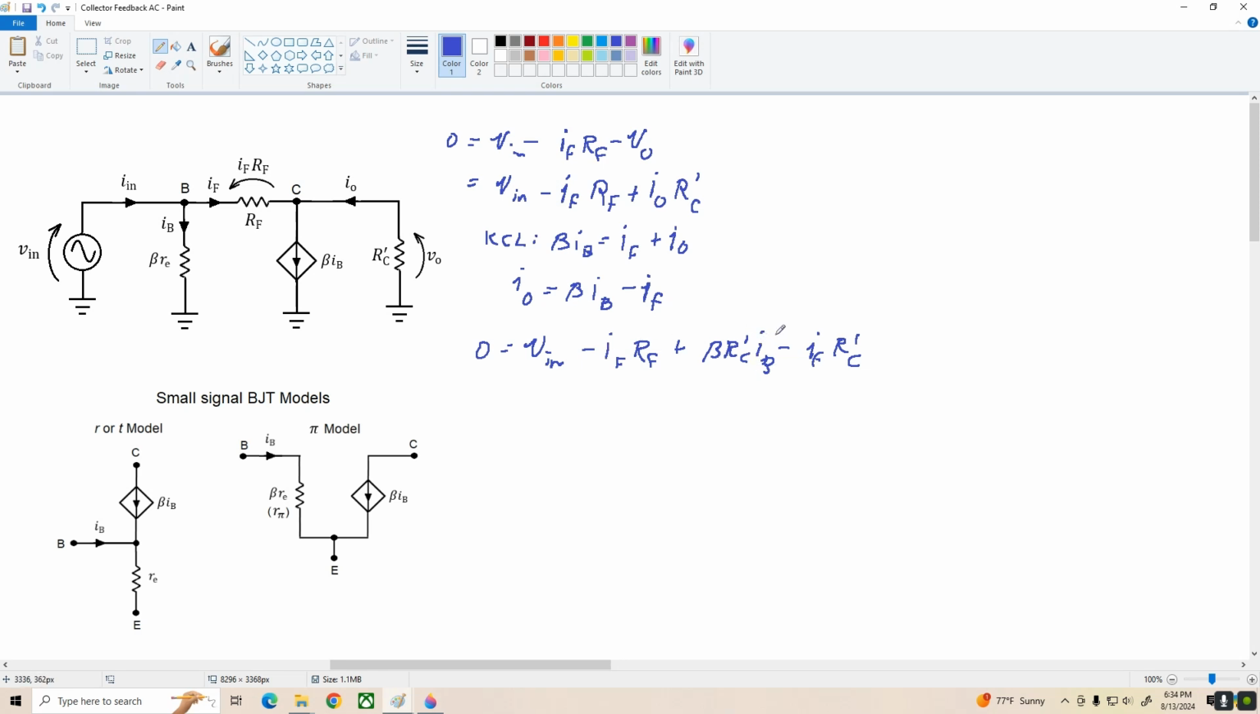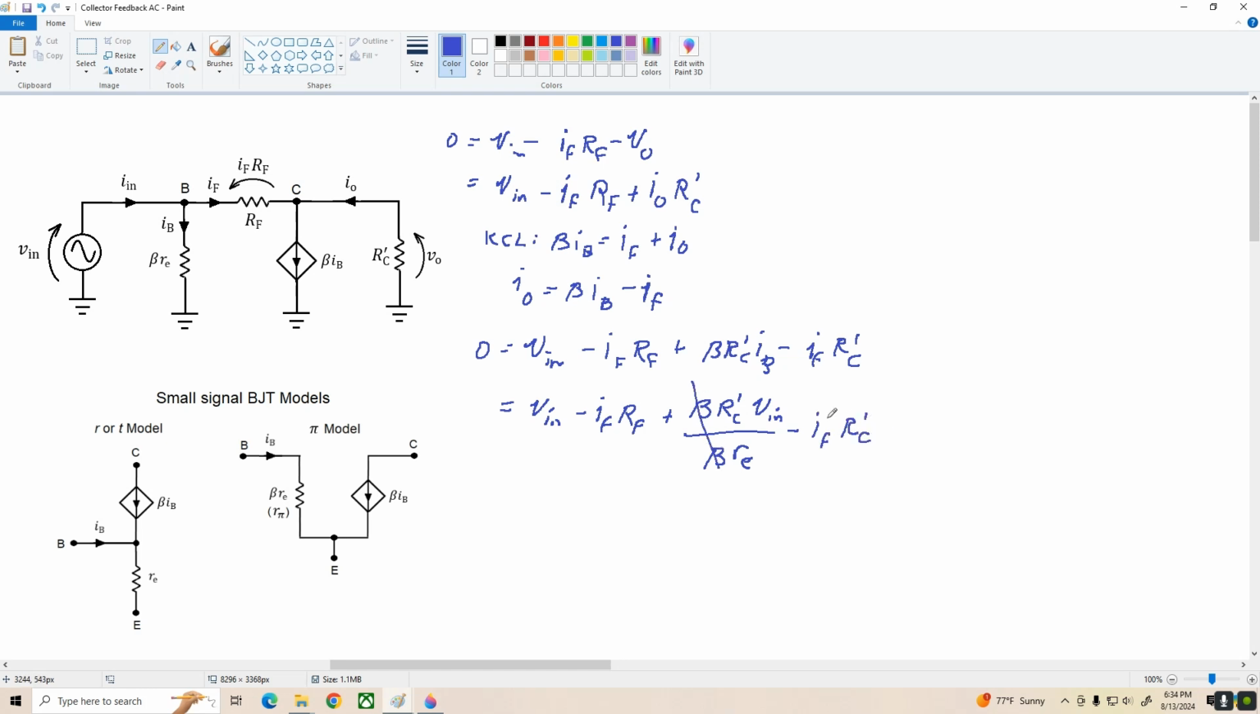All right, but if we come over and look at the circuit, notice that IB is equal to V in over beta times little re. So we can make that substitution into our equation and reduce this to an equation with one unknown. So let's go ahead and do that. So we end up with V in minus I sub F times RF plus beta times R prime C times V in divided by beta times little re minus I sub F times R prime C.